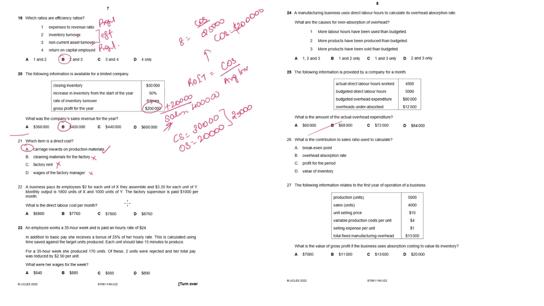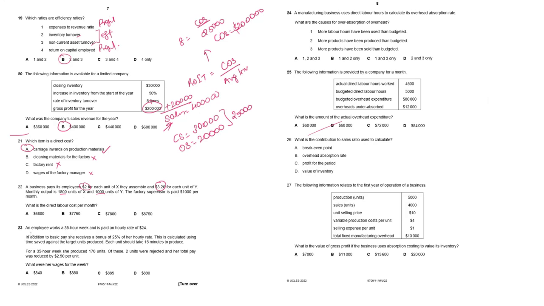So wages paid to factory workers is direct cost, but wages paid to factory supervisor is not a direct cost. It's an indirect labor cost. So you just need to calculate how much will be paid for product X and product Y. So for X, 1800 units into $2, for Y, 1000 units into $3.2, add them and you'll get your answer.